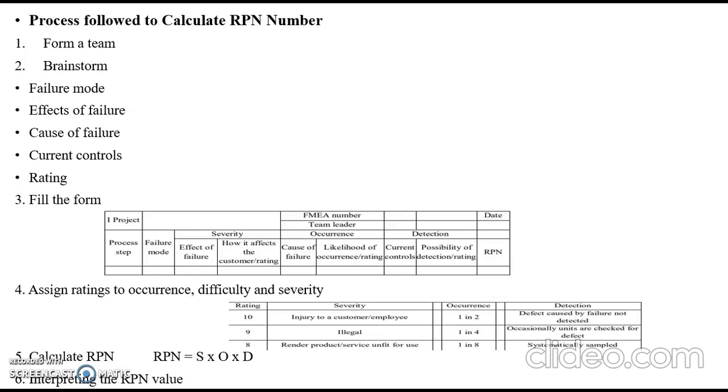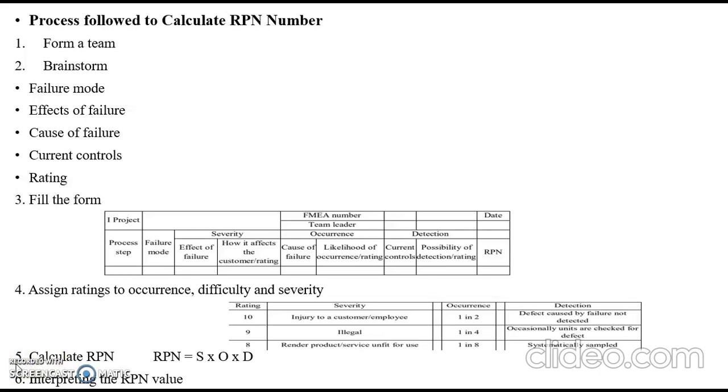An additional column or columns may be used to record the action plan. It may be convenient if this data is entered in an MS Excel worksheet so that it is easier to calculate the RPN number.